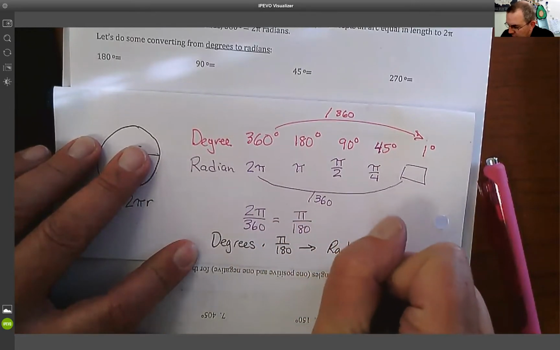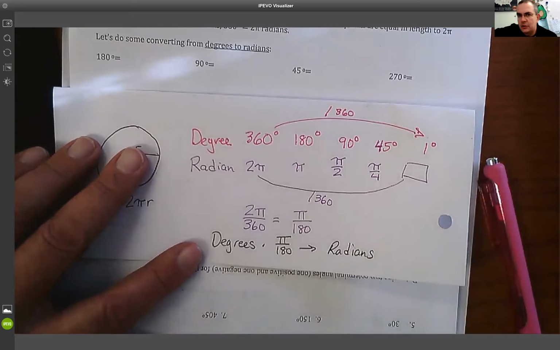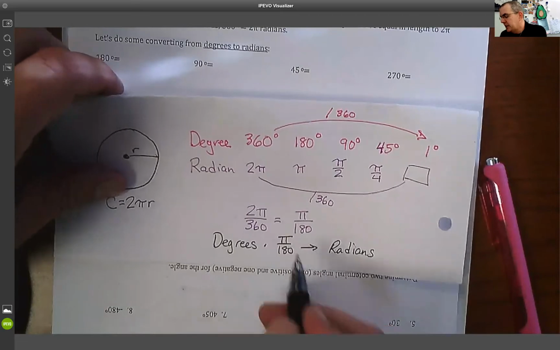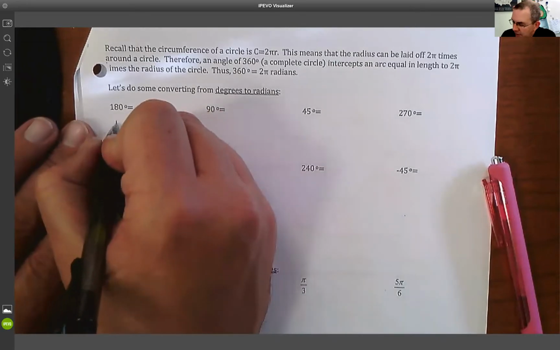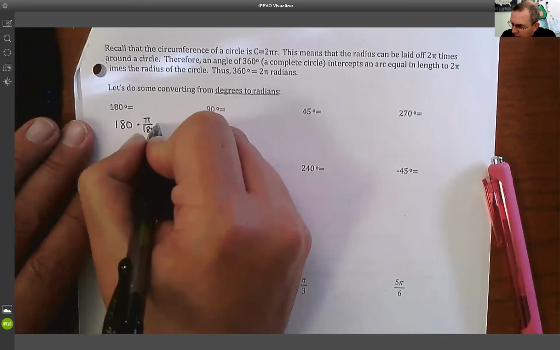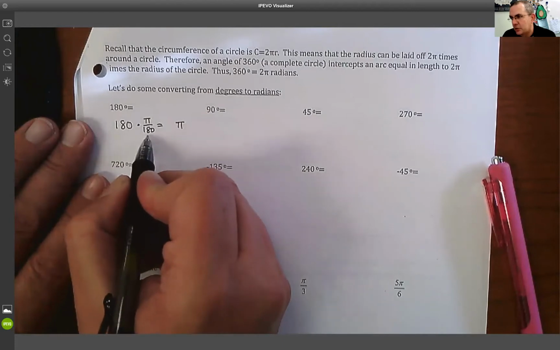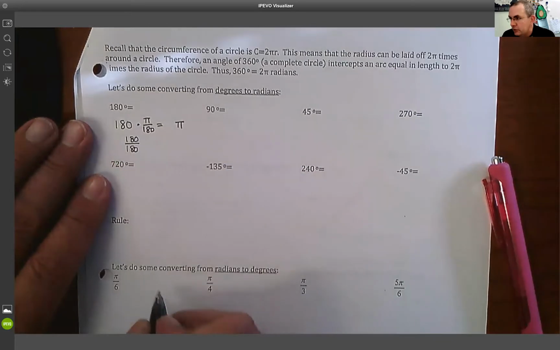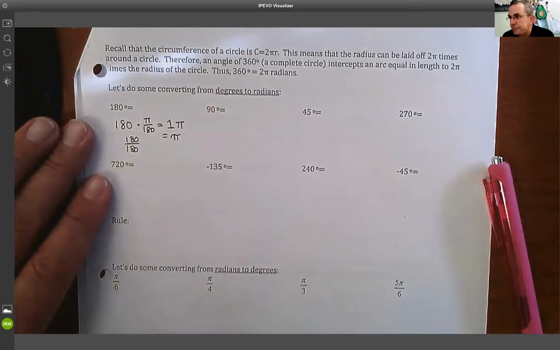Now, here's the really cool part, because I know a lot of people are like, oh, that pi, it's ugly, I don't like it. The pi just kind of follows through. All we need to worry about are the numbers. So when I do something like this, and I want to say, what is 180 degrees in radians? I multiply it times pi over 180. The pi just comes over, and what we have is 180 times something over 180. So basically we end up with 180 divided by 180. So this actually just becomes 1 pi. And typically we'll just write it as pi.